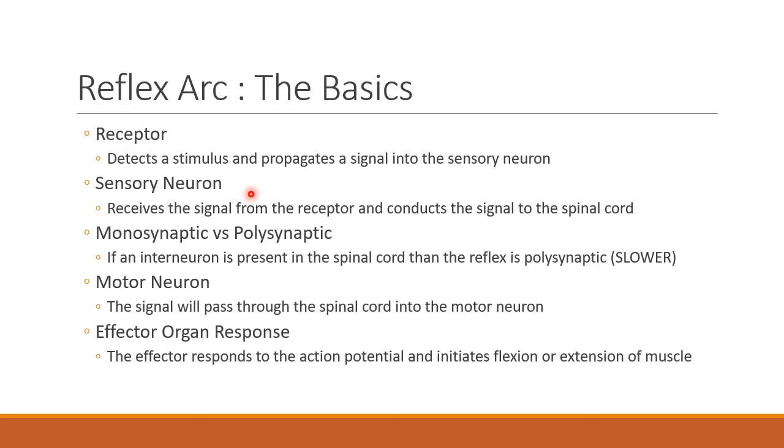From that spinal cord, you will then transfer the signal into a motor neuron. Once it is in the motor neuron, the signal will pass through to an effector organ, causing an effector organ response. Now, the effector will respond and initiate what's called an action potential. So every time a signal is passed through a neuron, that is called an action potential. This action potential, in turn, will initiate a flexion or an extension of a muscle.